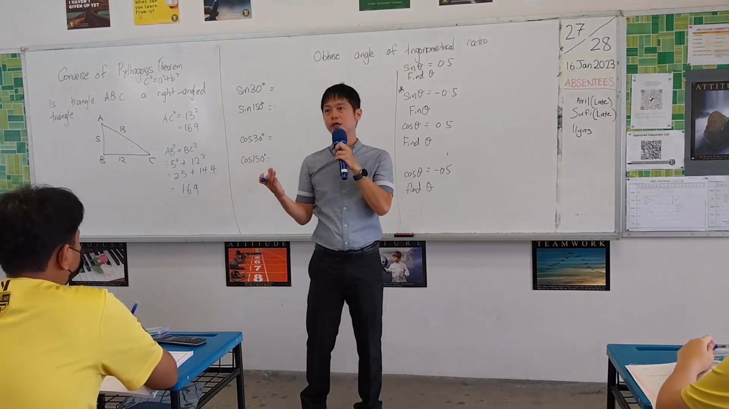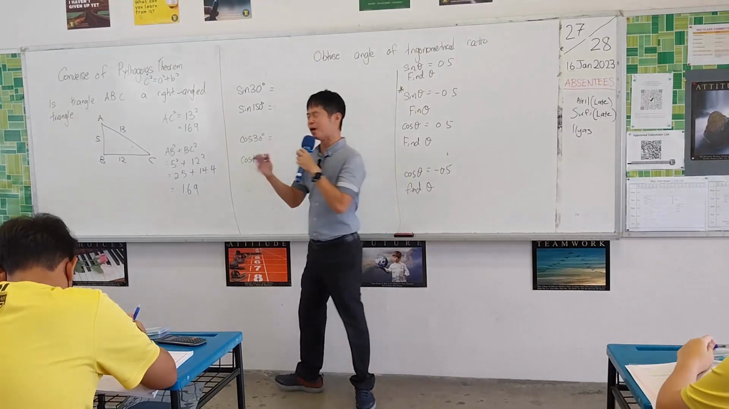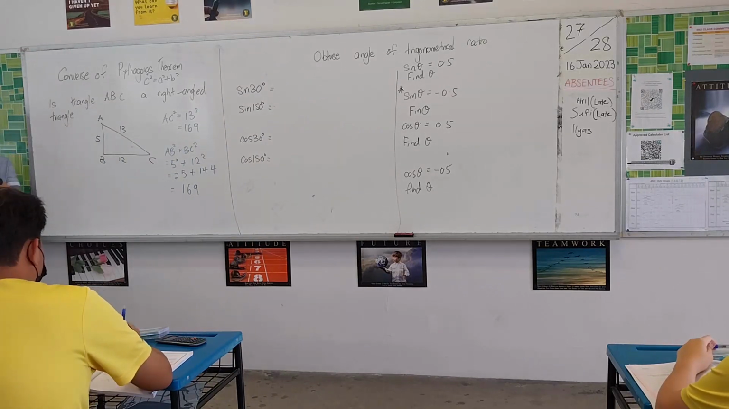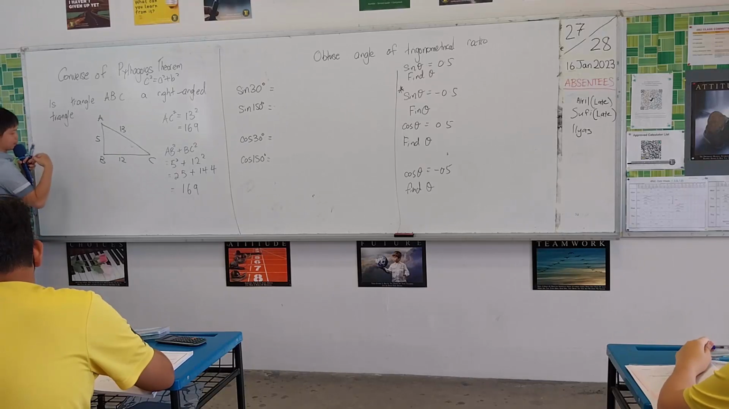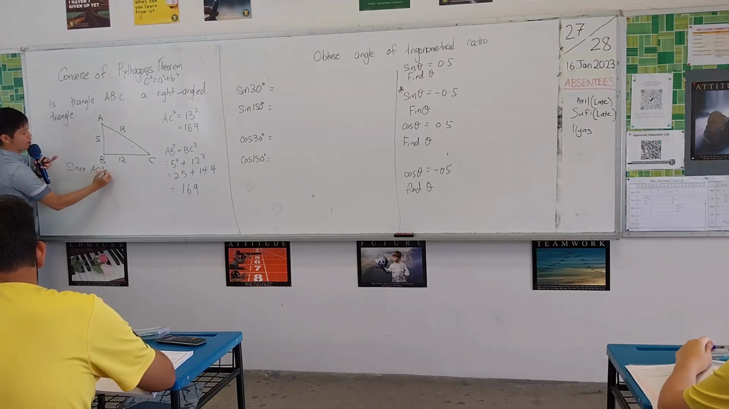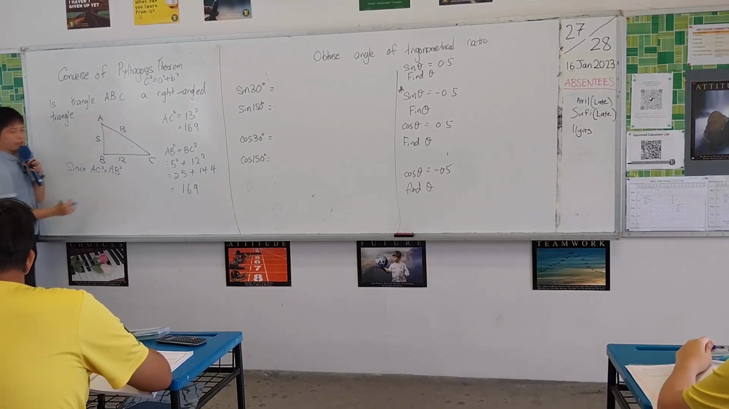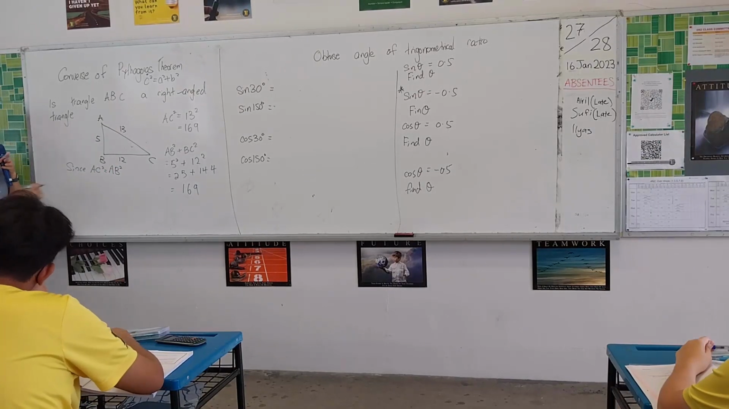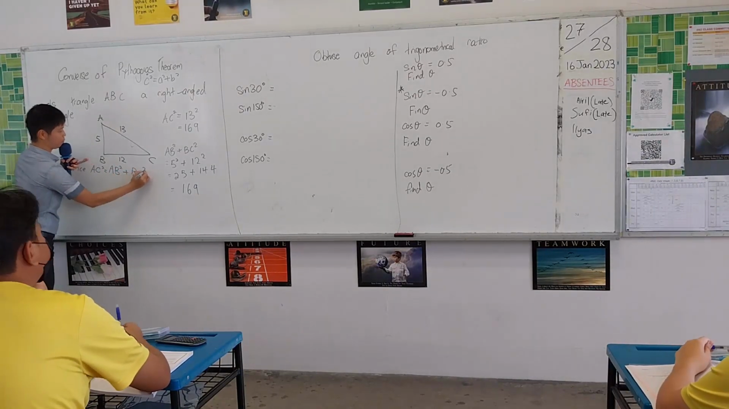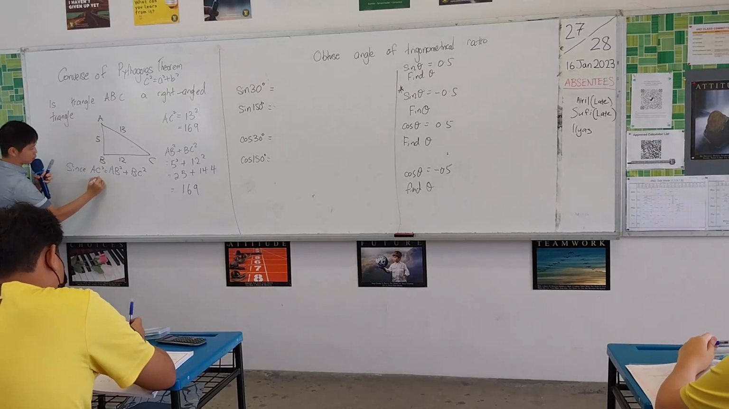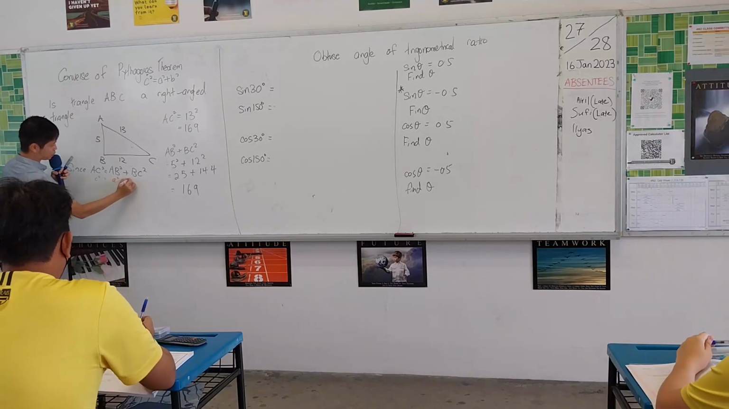Now, when will Pythagoras theorem work? It will only work when it's a right-angled triangle. Since it works, it must be a right-angled triangle. Everyone, please memorize these words here. Since AC square, which is your c square, equals AB square, which is your a square, plus BC square, which is your b square. So in short, c square equals a square plus b square.